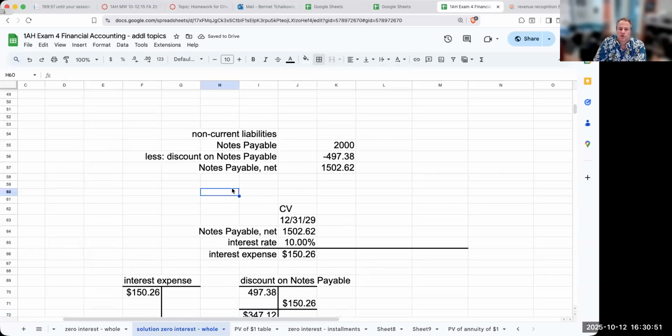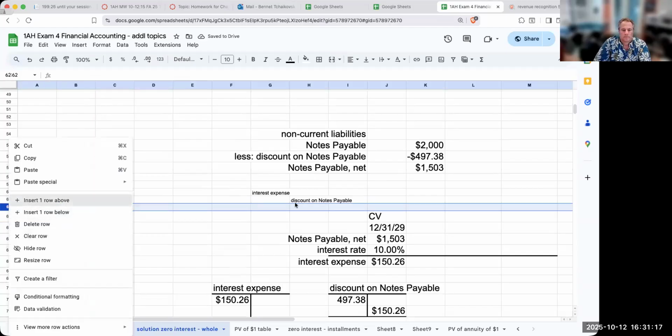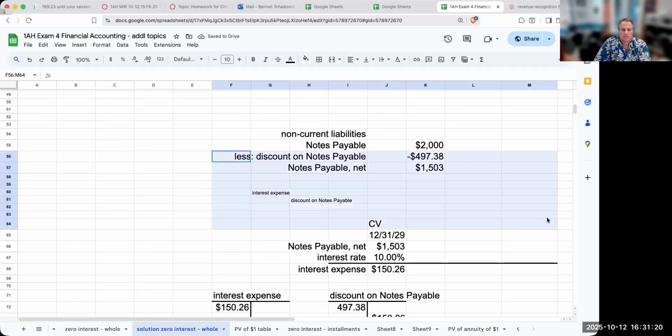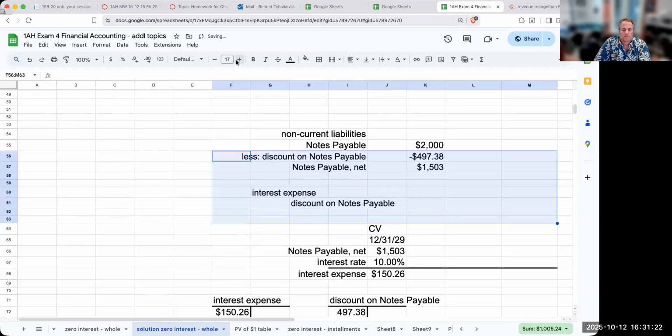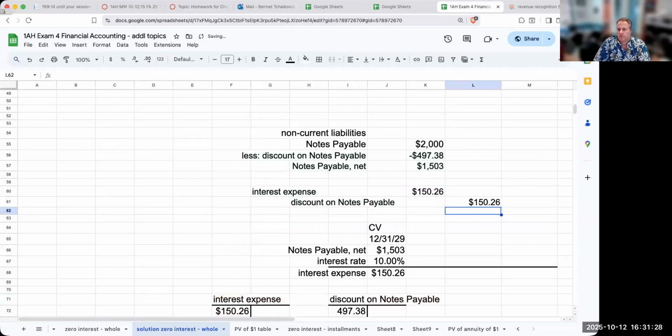So if I'm doing this as a journal entry, my journal entry is going to be a debit to interest expense, credit to discount on notes payable. So this is going to be a debit over here of 150.26, and a credit of 150.26, and this will be as of 12/31/29.